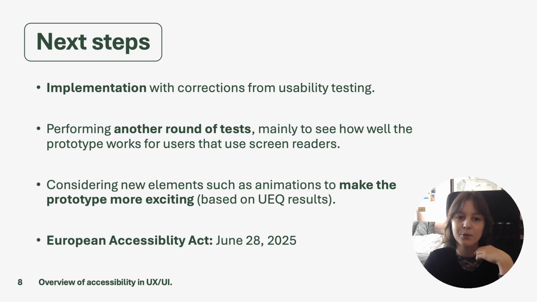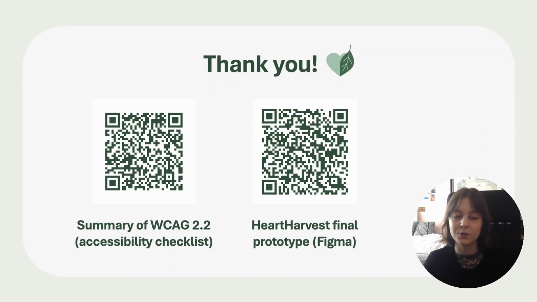Here are also the QR codes to the summary of web content accessibility guidelines, the checklist that you can use, and also the final prototype with corrections from the usability testing, which I made in Figma.